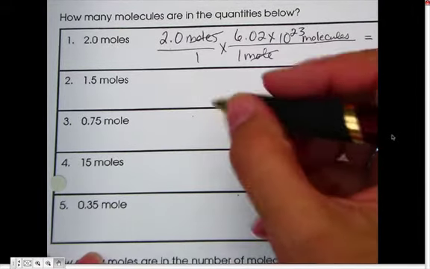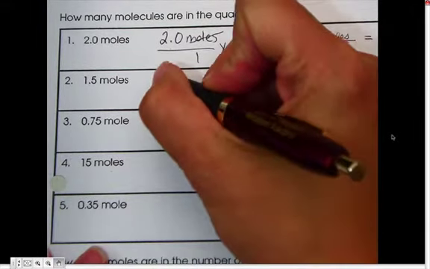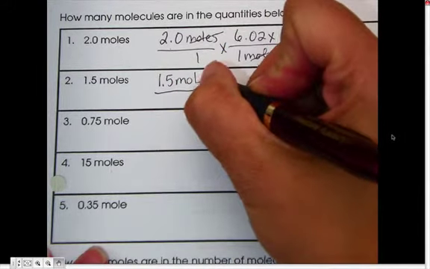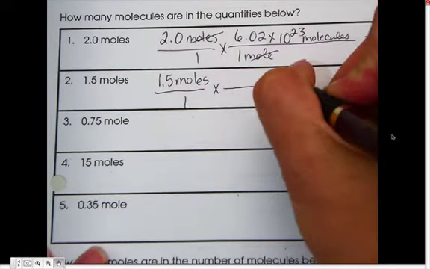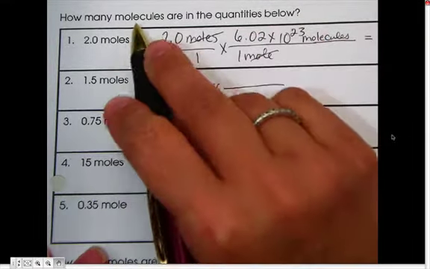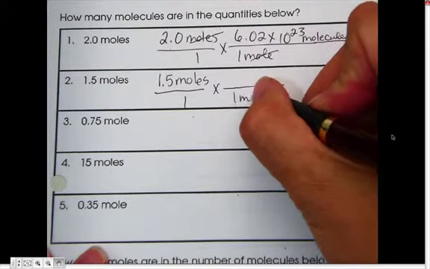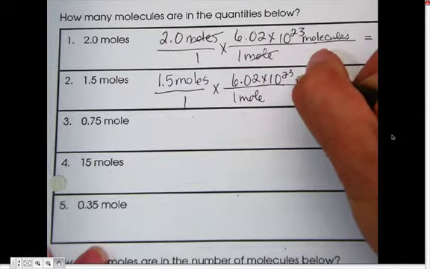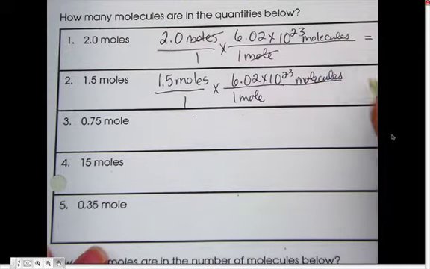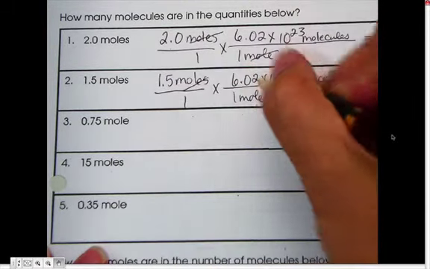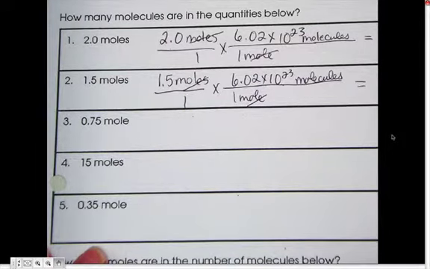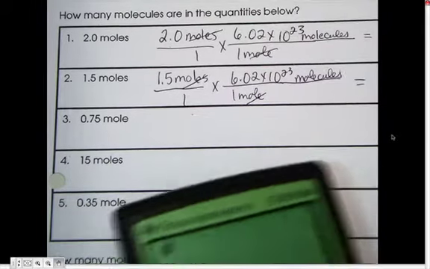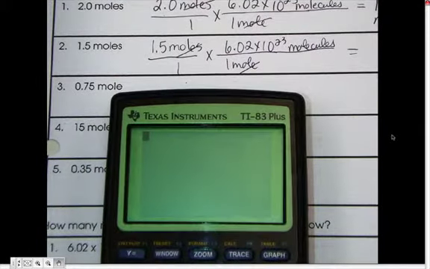Let's do another problem. This time we're given 1.50 moles. So 1.5 moles over 1, because you want your given over 1. We're trying to change it into molecules. So 1 mole on the bottom, 6.02 times 10 to the 23rd molecules over 1 mole. Moles cancel out, and that gives you 6.02 times 10 to the 23rd times 1.5 moles, to get to molecules.